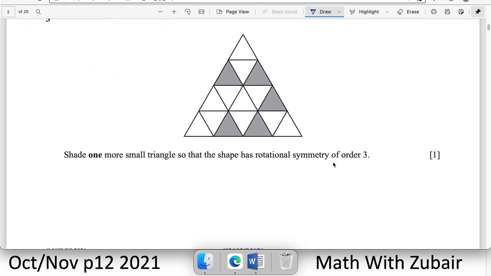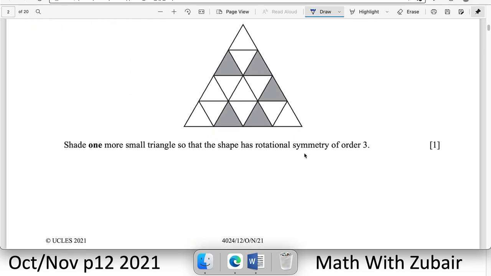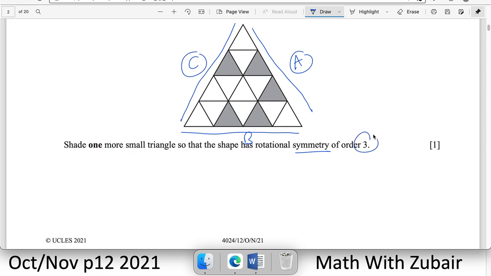Question number 3. From the topic of symmetry, shade one more small triangle so that the shape has rotational symmetry of order 3. So look carefully at this side. If I name it side A, then I name this side B, and this is side C. So when you rotate it 3 times, A first lands on B.